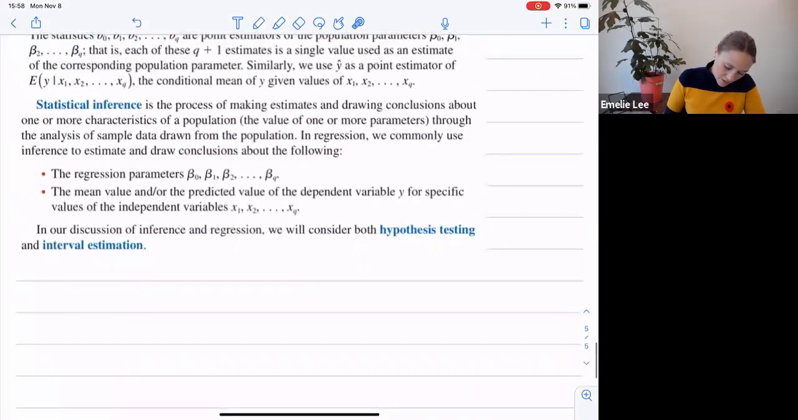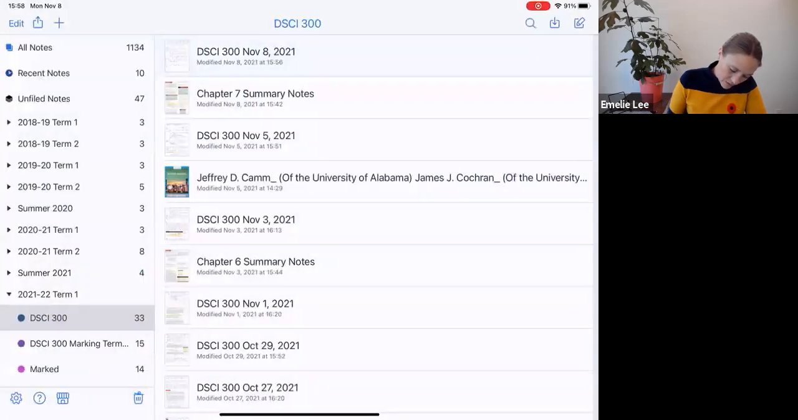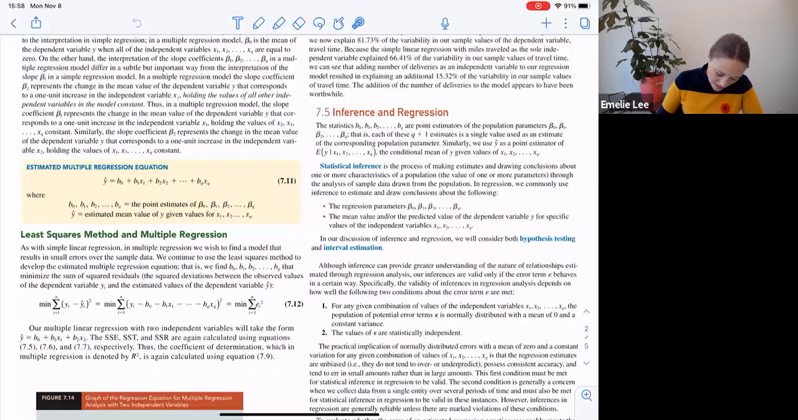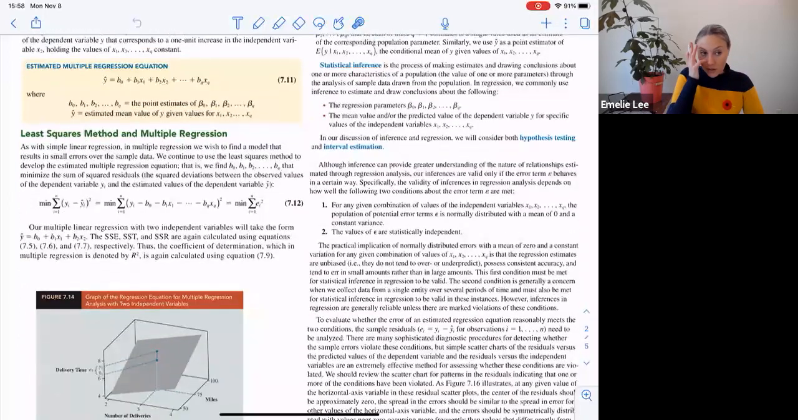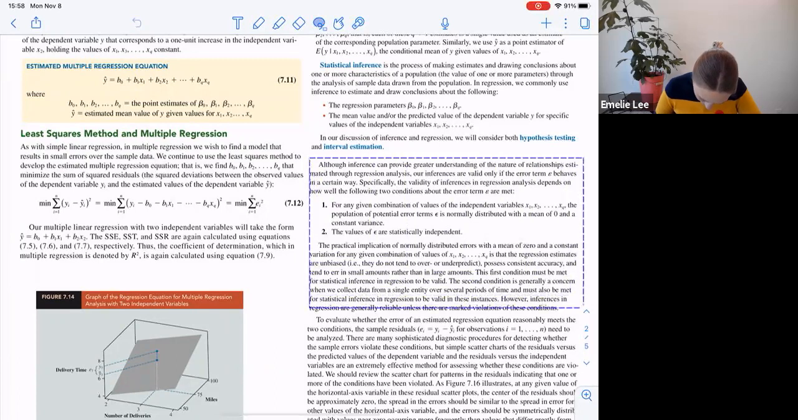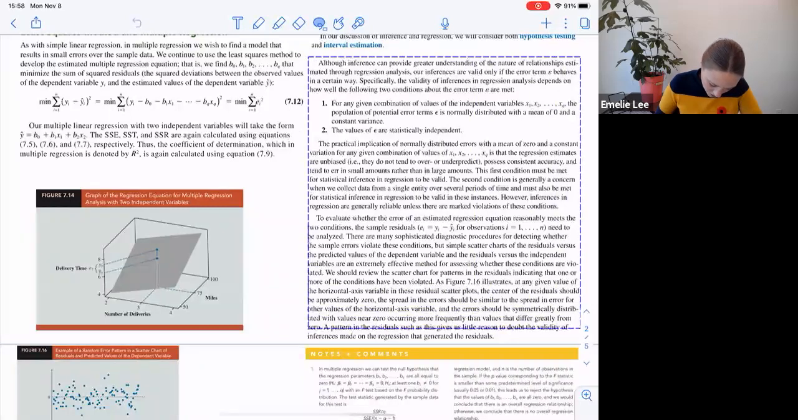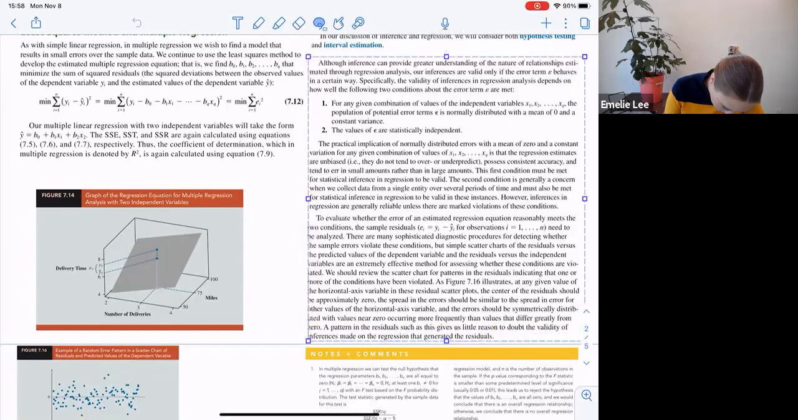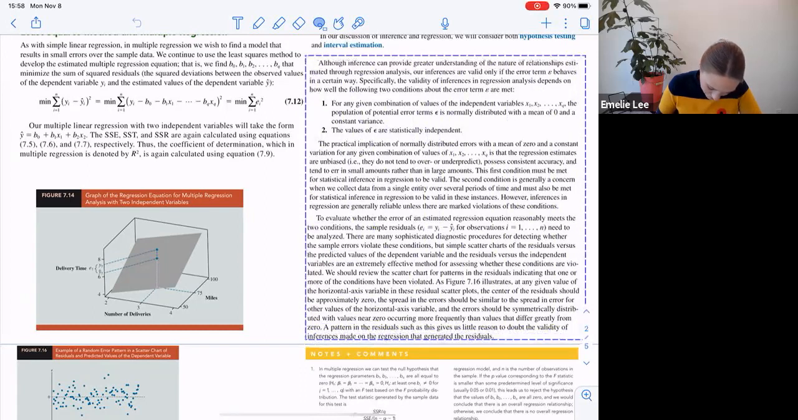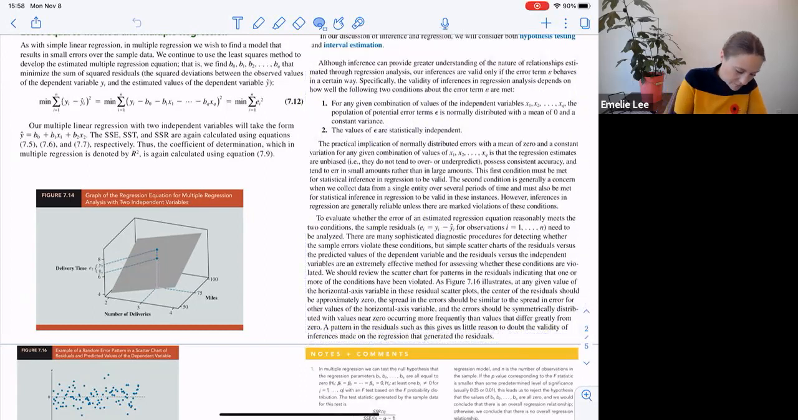Okay, and so we can do hypothesis testing about the estimates, or we can do confidence intervals. But before we do that, how about we just grab this whole chunk of change here? I know it's a lot of text. Can I extend this a bit? There.